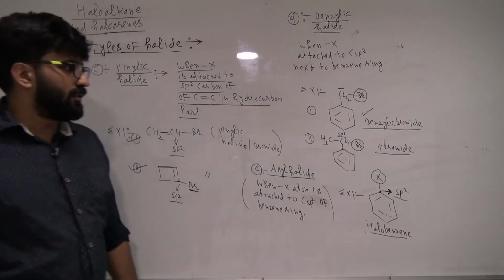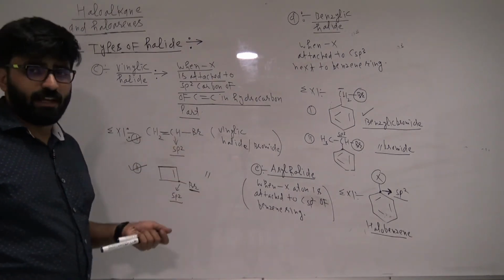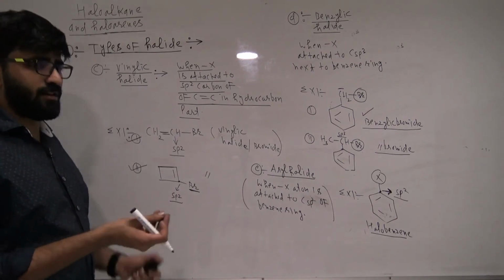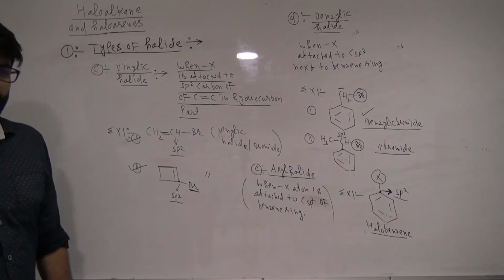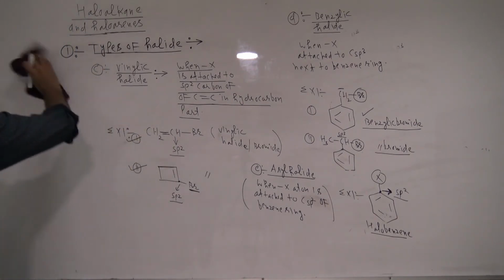Right? So this is all about the types of halides. This is one category: on the basis of the halogen atom attached to the carbon, we identify the types of halide. There are other types also, so we are going to discuss those now.